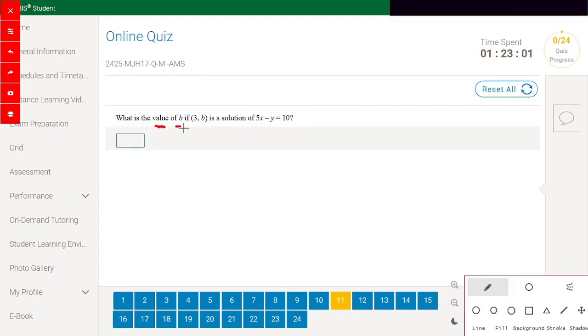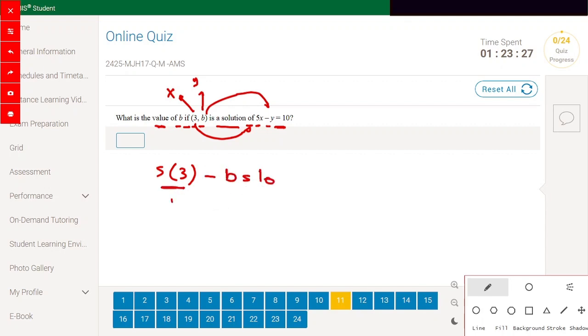What is the value of b if 3 and b is a solution of 5x minus y equal to 10? So 3 is x and b is y. So let's substitute 3 for x and b for y. So we have 5 multiply 3 minus b equal to 10. So here 15 minus b equal to 10. So b will be equal to 5.